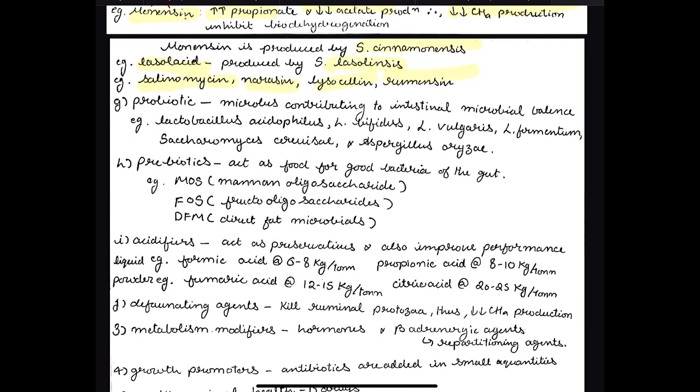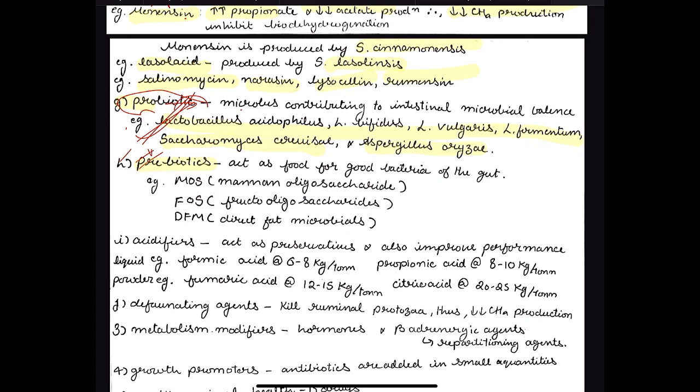Then the second thing is probiotic. Okay, so probiotics is also important, just like ionophore. Why? Because they are asked as SAQ. Okay, SAQ can come on probiotic or prebiotic, or even between. They can ask differentiate between prebiotic and probiotic. So what is the meaning of prebiotic and probiotic? So probiotic. So pro life, right? What life? Intestinal microbial life. So we will include Lactobacillus acidophilus, Lactobacillus bifidus, Lactobacillus vulgaris, Lactobacillus fermentum, Saccharomyces cerevisiae, and Aspergillus oryzae. The examples are very much important.